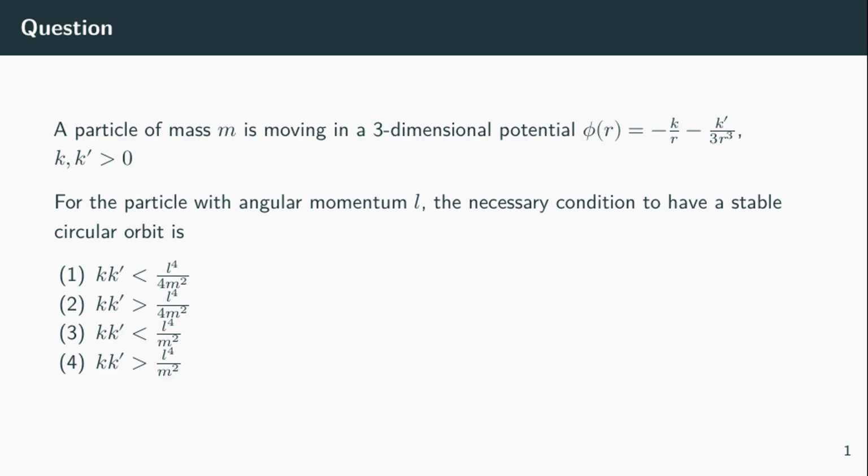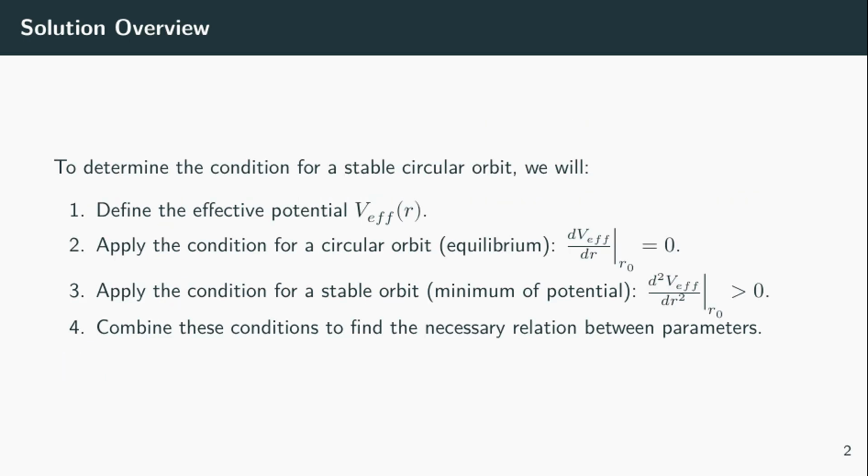For this particle, which has angular momentum L, we want to find the necessary condition for it to have a stable circular orbit. We are given 4 options, which are inequalities involving k, k prime, L and m. To figure this out, here's the plan. A quick overview of our solution approach.